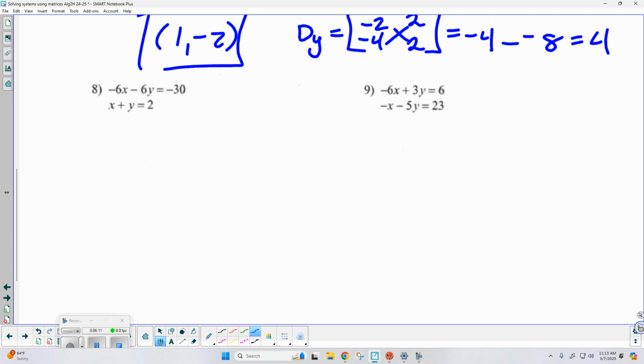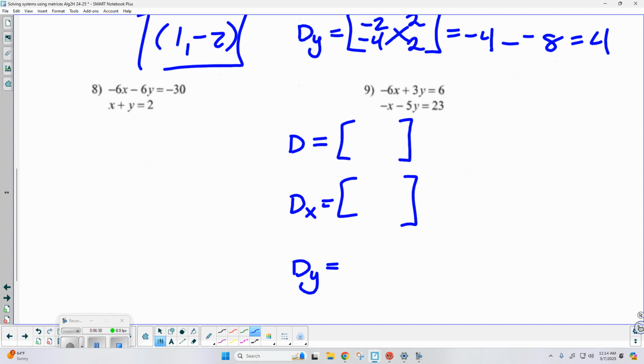Now for Cramer's rule, you're setting up 3 matrices. It was called matrix D, D sub X, and then D sub Y. This is another strategy for solving a system using matrices. All of these are 2 by 2s. So I'm going to go ahead and get my matrices ready.